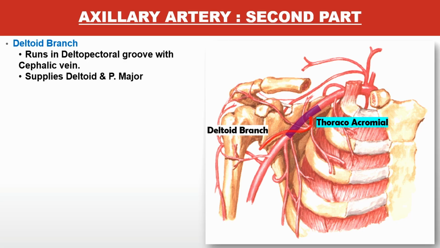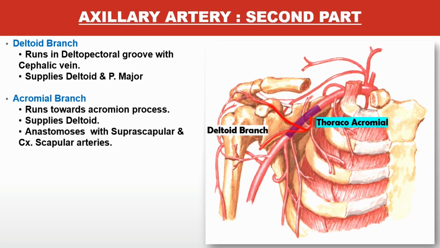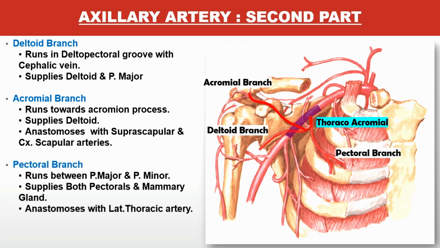The acromial branch will run towards the acromion process. It will supply the deltoid. It anastomoses with the suprascapular and circumflex scapular arteries. Pectoral branch will run between the pectoralis major and minor, and it will supply both the pectoral muscles and the mammary gland. Clavicular branch will supply the subclavius muscle.